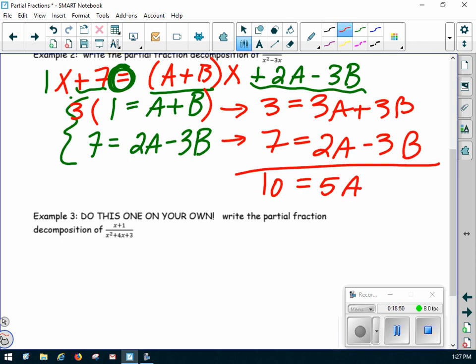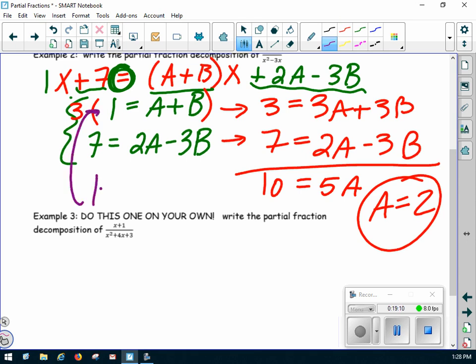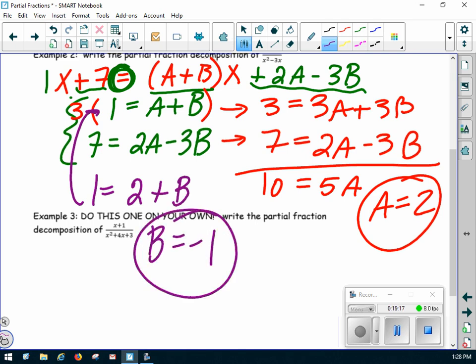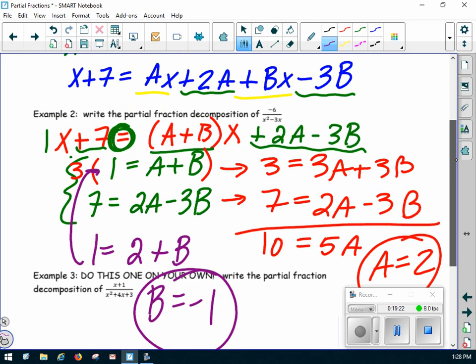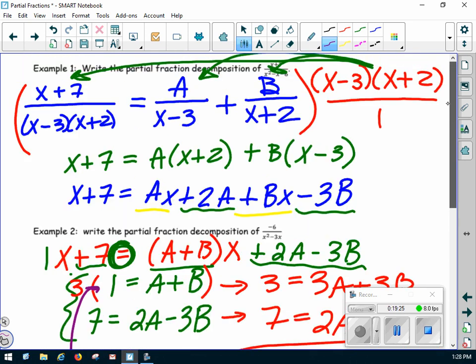Okay, you just gave us these. The numbers are just prettier. What's A? 2. A is 2. If A is 2, what's B? Negative 1. I'm going right here. 1 equals A plus B. So B is negative 1. Now all I'm going to do... That was extensive. Yeah. That was a lot of work for a little answer.